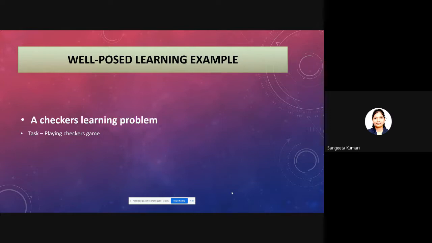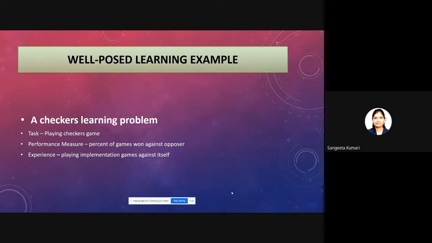Playing a checkers game. So here, if you see, the task is playing the game. Performance measure: percentage of the games won against the opponent. And experience is playing that game against itself, right? So what does it mean? Which particular move would be the best in that given scenario, that is the experience. And any type of game, whether it is chess, checkers, or tic-tac-toe, the task, performance measure, and experience are going to be similar.